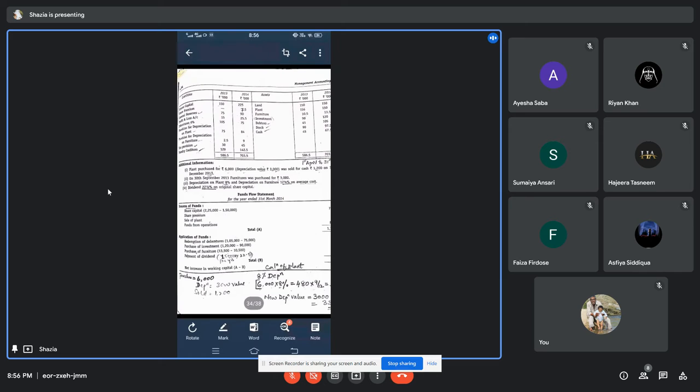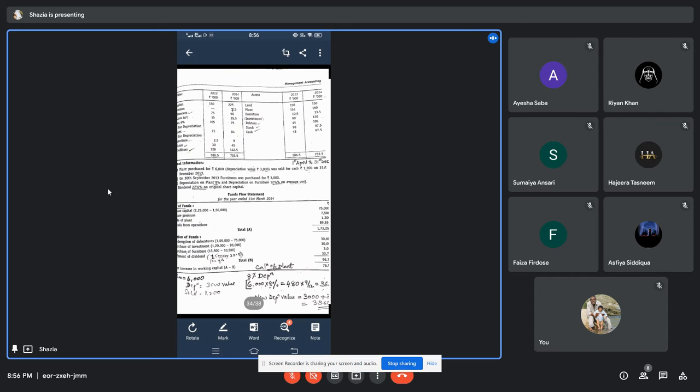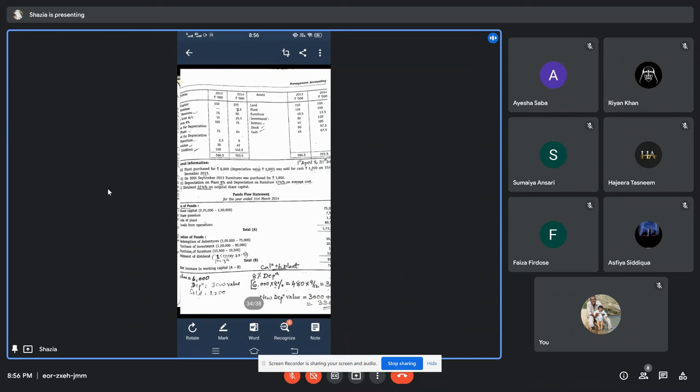Then we have additional information. See, plant purchased for rupees 6,000. It has a depreciation value of 3,000. And further it was sold for cash, rupees 1,200 on the 31st December 2013. Okay, so it was sold.